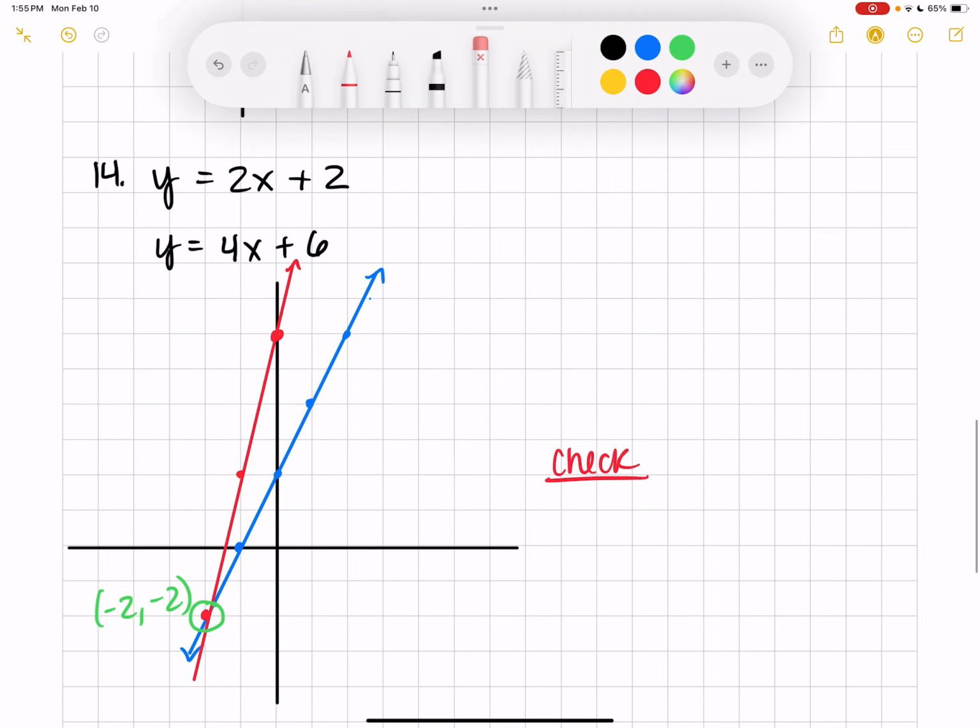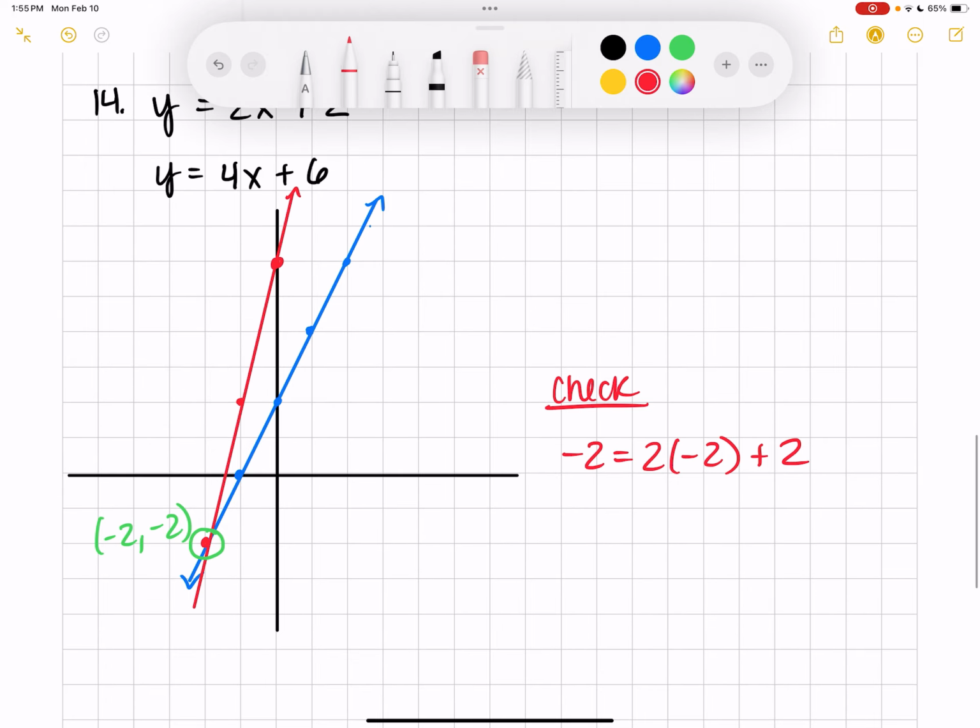All right, so we're checking it. Do you want to check it in the top one or the bottom one? Top. All right, -2 equals 2 times -2 plus 2. -2 equals -4 plus 2. -2 equals -2. So this is a solution. I did it right.